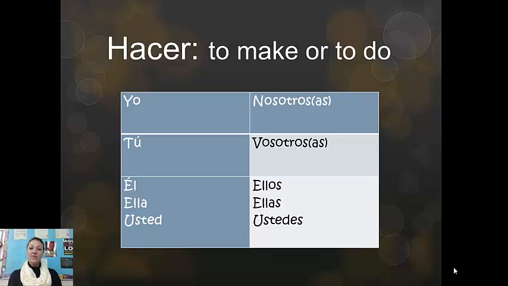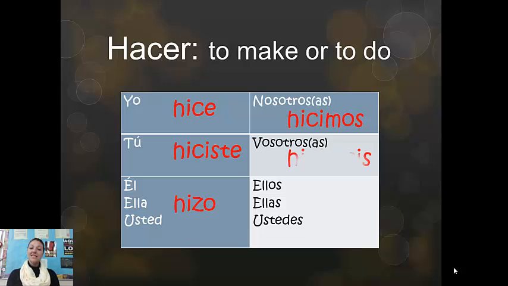The yo form of the verb hacer is hice, yo hice. The tú form is hiciste, tú hiciste. El usted form is hizo. Now notice that this form does have a Z in it instead of a C. The nosotros form is hicimos. The vosotros form is hicisteis. And the ellos, ellas, and ustedes form is hicieron.